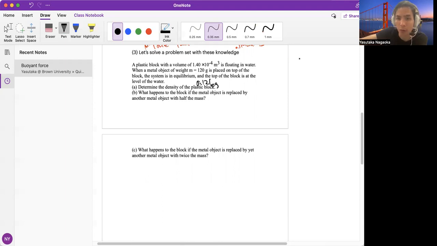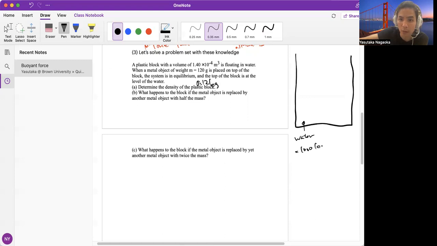So let's draw a cartoon so that we can understand the situation here. There is a big container filled with water. This is water. The water density is usually 1,000 kilograms per cubic meter. And the plastic block is floating. And there is a metal object.